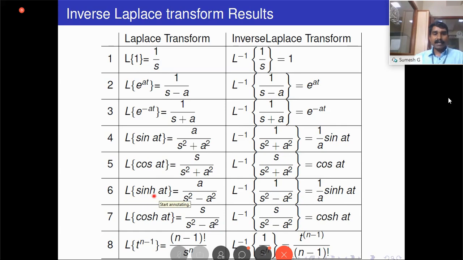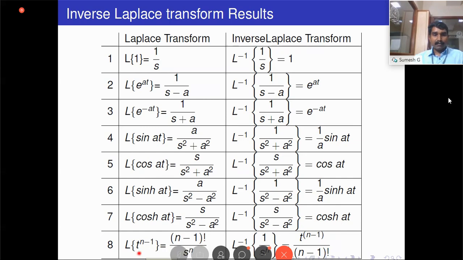Laplace transform of sinh at is a by s square minus a square. Therefore, inverse of 1 by s square minus a square is 1 by a sinh at. It is similar to the fourth result. Numerator is the constant 1. Seventh one, Laplace transform of cosh at is s by s square minus a square. So this gives inverse of s divided by s square minus a square is cosh at.